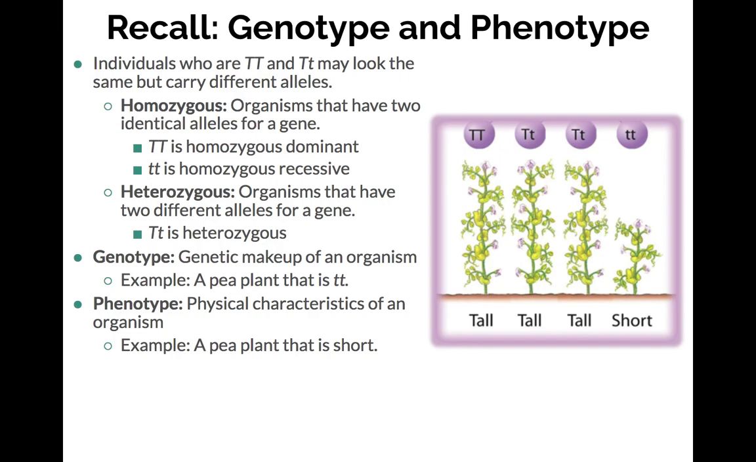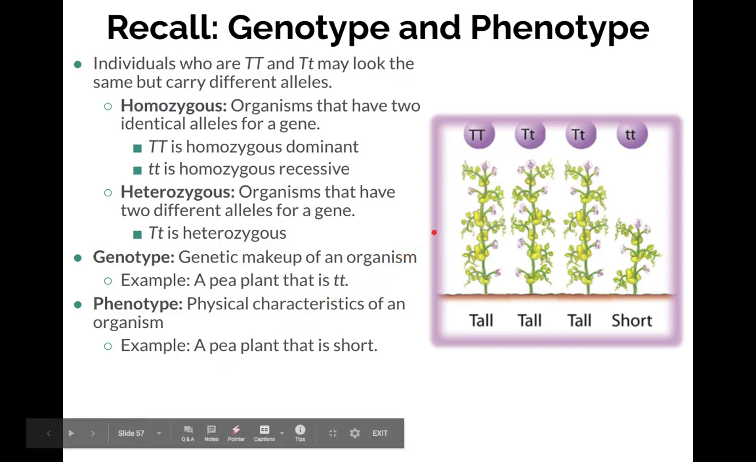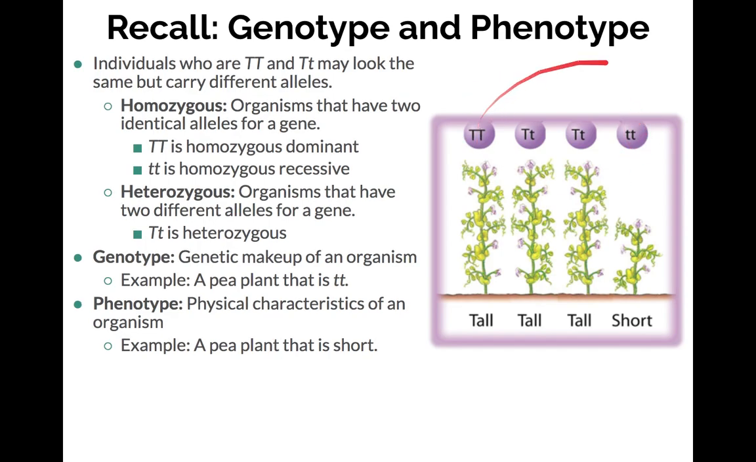If you remember last time, we talked about these terms: homozygous, heterozygous, genotype, and phenotype, okay? So homozygous are organisms that have two identical alleles for a gene. So for instance, big T, or little t, both of those are homozygous. This one, however, is homozygous dominant. This one would be homozygous recessive.